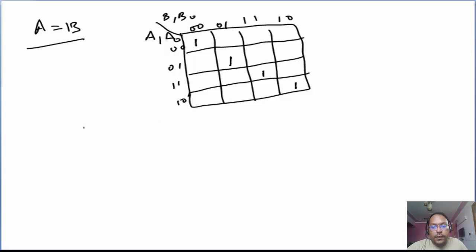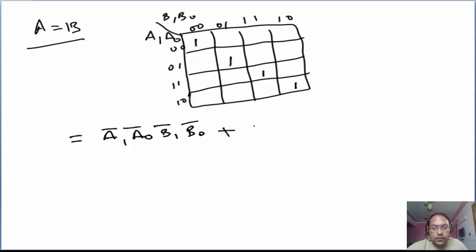So now we can write the expression. The expression will be A1 bar, A0 bar, B1 bar, B0 bar. Why are we making this expression? You can see here that we cannot do any kind of pairing.